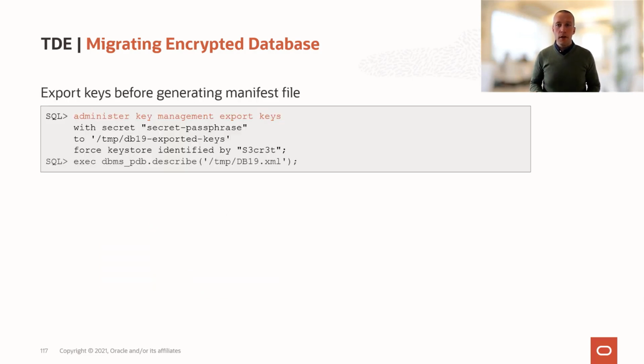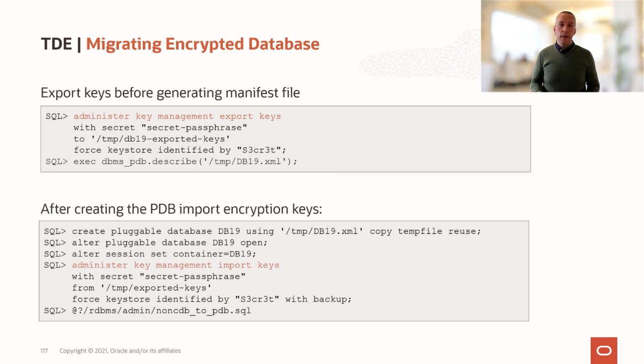How do you do it? Well, you use the administer key management command, and you use export keys for exporting. Now, the encryption keys are sensitive information, so we can't put them in clear text into the file. That is why you have to specify a secret. The secret is a passphrase that the database will use to encrypt the information in the export in the file system. So the encryption keys are encrypted and exported to the file system. For security reasons, when you work with encryption keys, you have to specify the key store password.